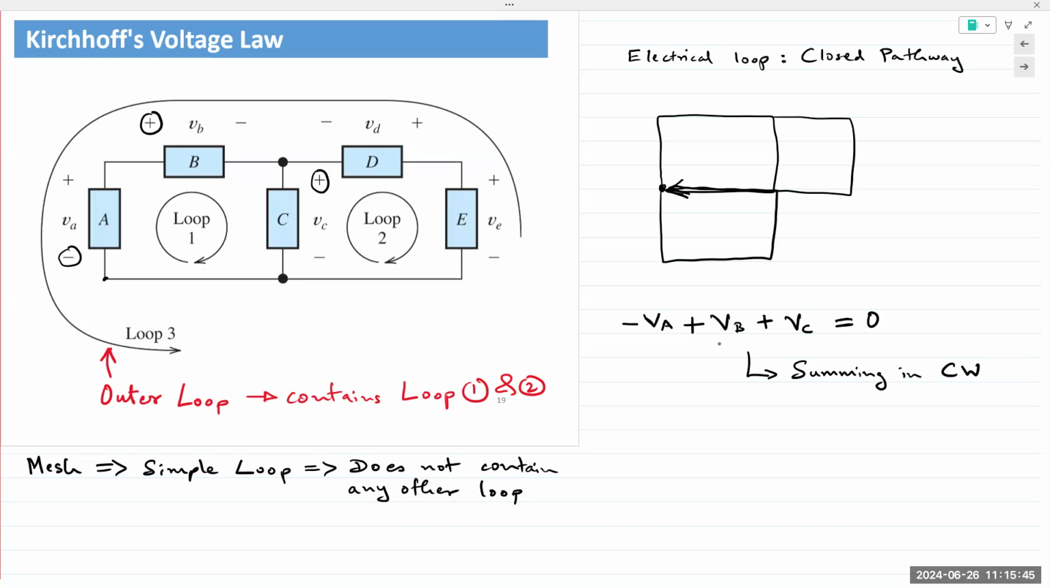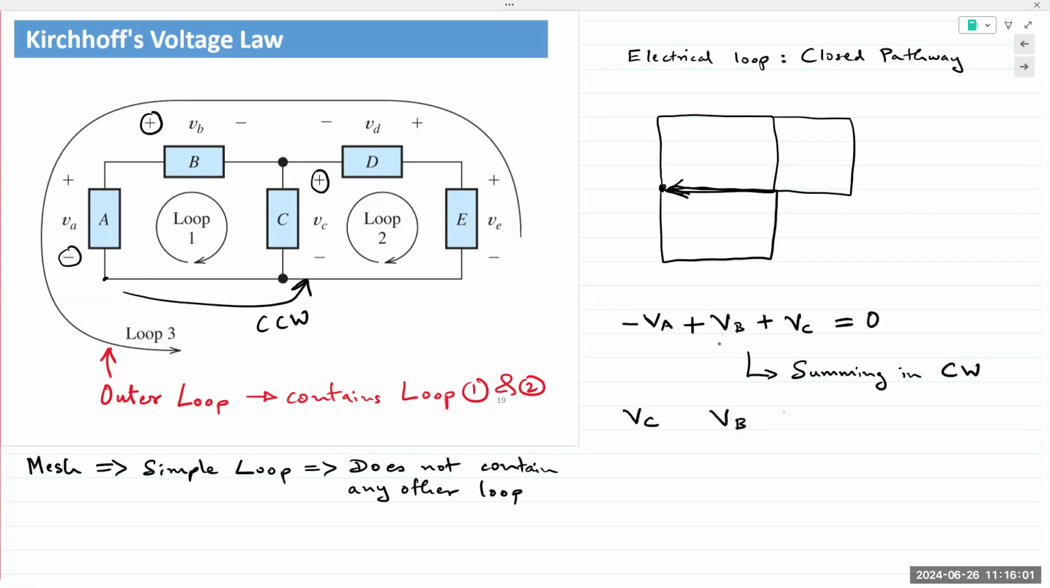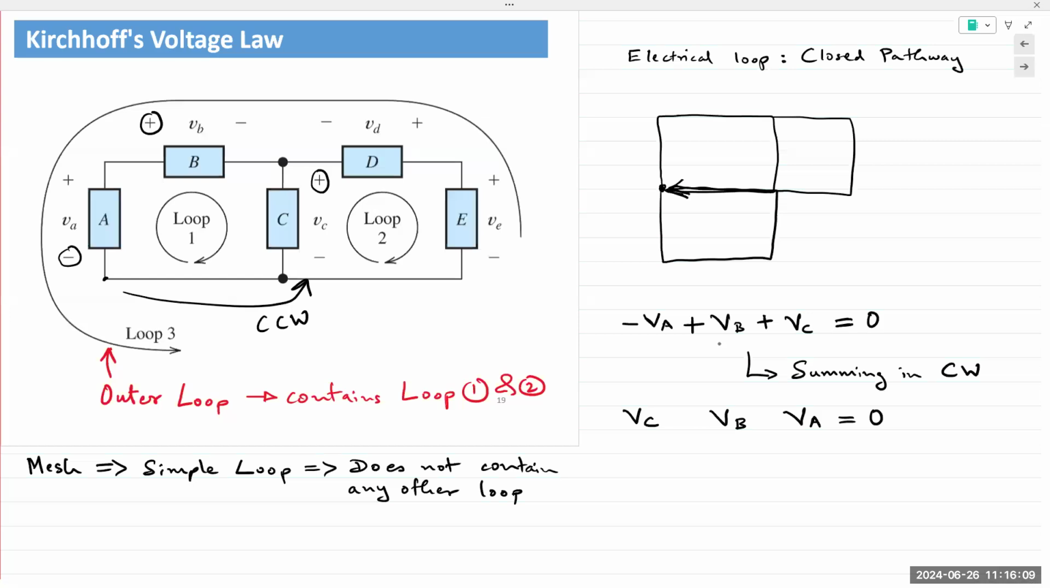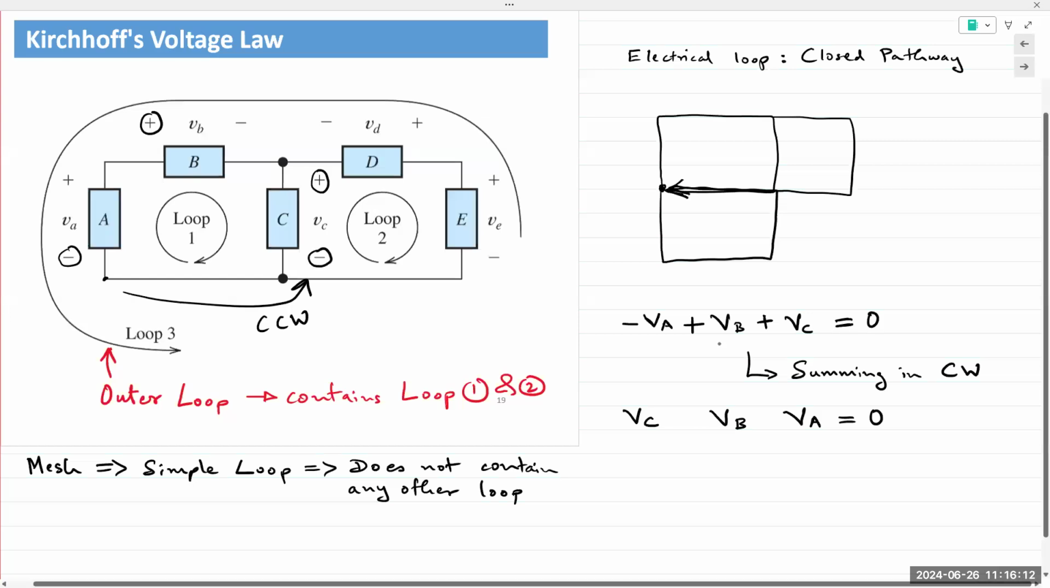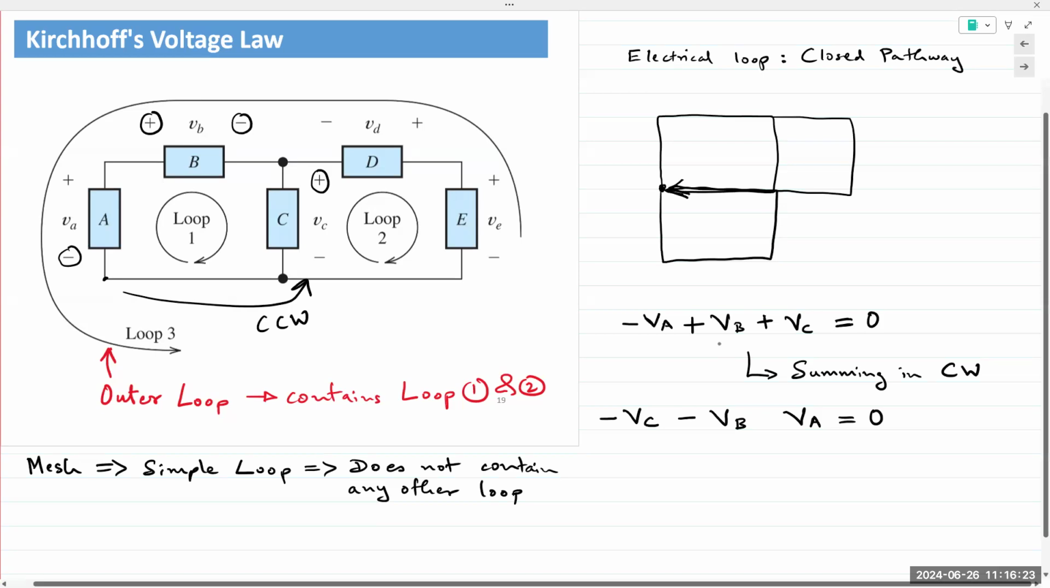If I sum it up in a counterclockwise direction, I would still obtain the exact same equation. If I sum up in the counterclockwise direction, I have VC, I have VB, and I have VA, and they should sum up to 0, right? So if I sum up on this side, the first voltage I encounter is VC, and VC I encounter first is minus. I'm going to place minus. Then VB would also be minus right here.